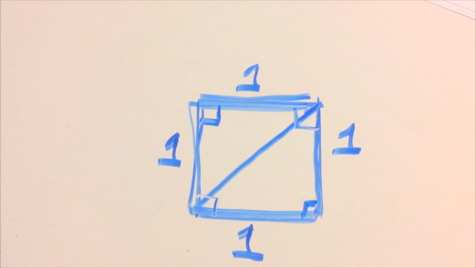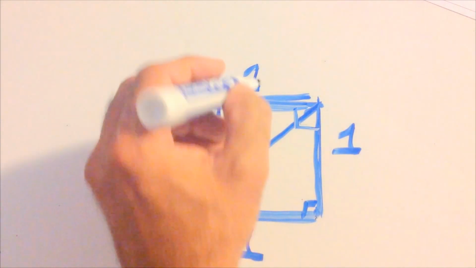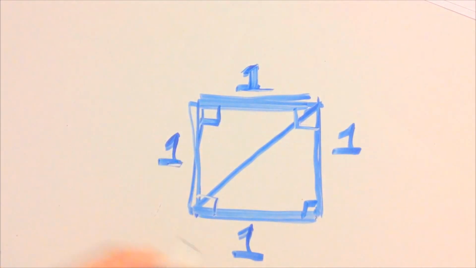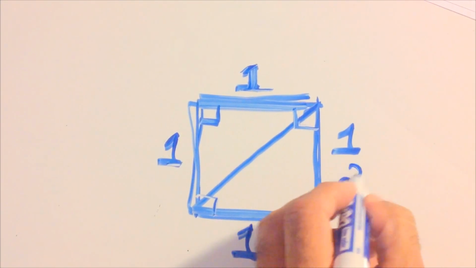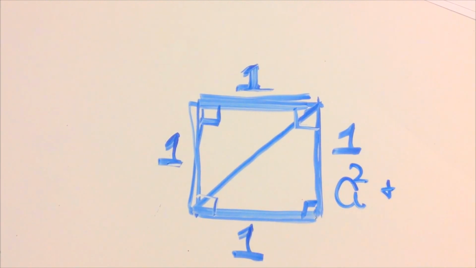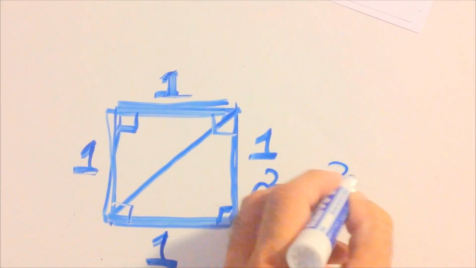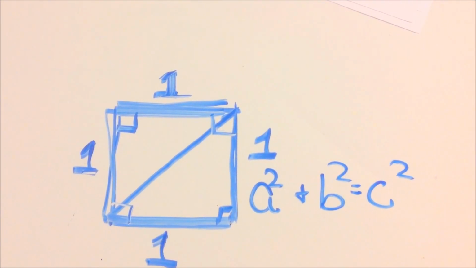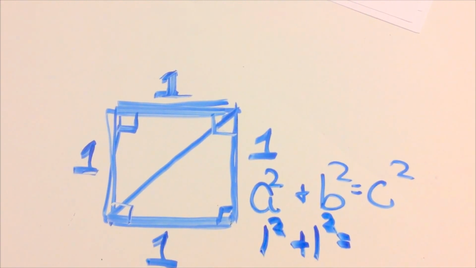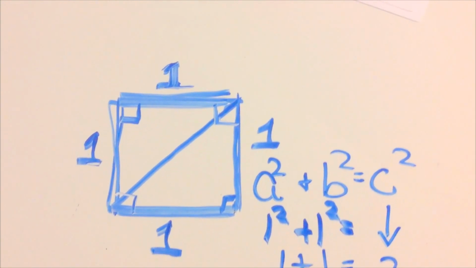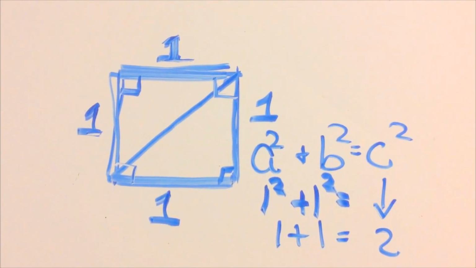And with Pythagoras' theorem, the Pythagorean theorem, which we went over in 7th grade briefly, we know that if we had a squared plus b squared, we will get c squared. So here we have 1 squared plus 1 squared, and that should give us 1 plus 1, which equals 2. So c squared is 2. But we don't want c squared, we want c. c will be the square root of 2.